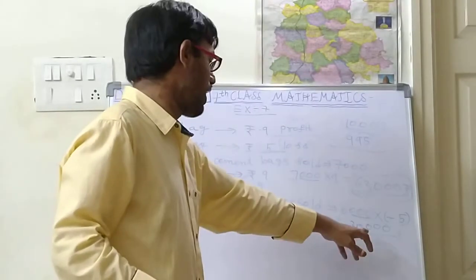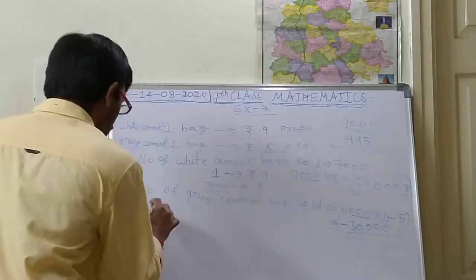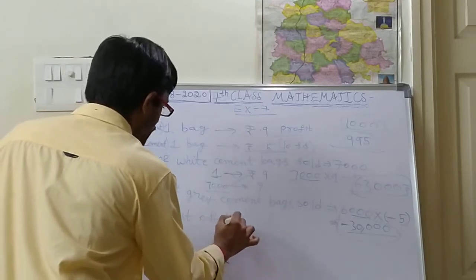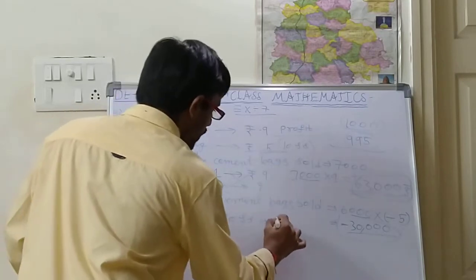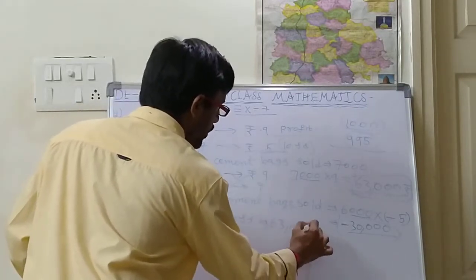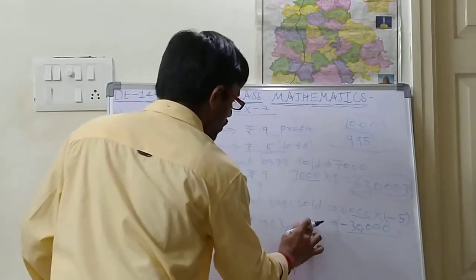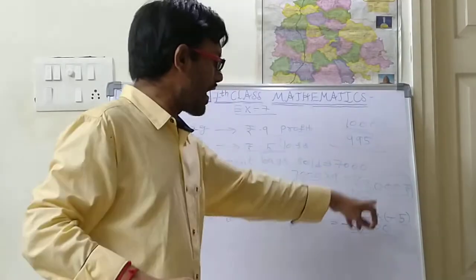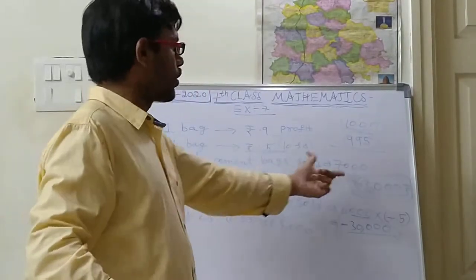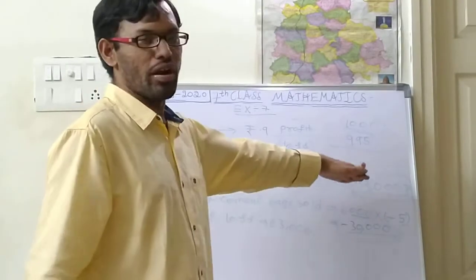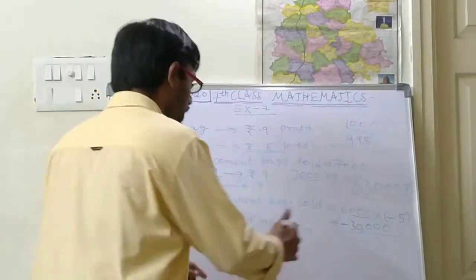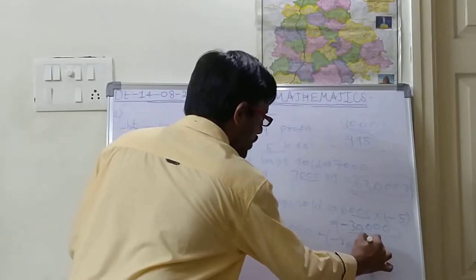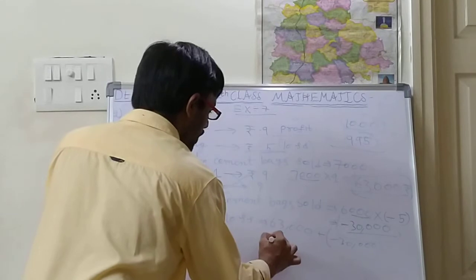So 63,000 and minus 30,000. So profit or loss is equal to 63,000. You have to subtract this one. Wait, no, not subtraction. You have to add these two. By adding these two numbers, finally you will get one answer, whether they got profit or loss. Okay. So 63,000 plus of minus 30,000. Plus into minus is minus only.